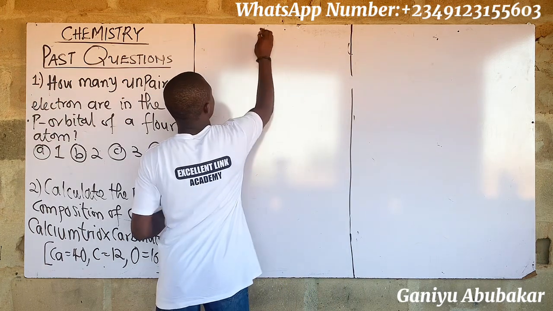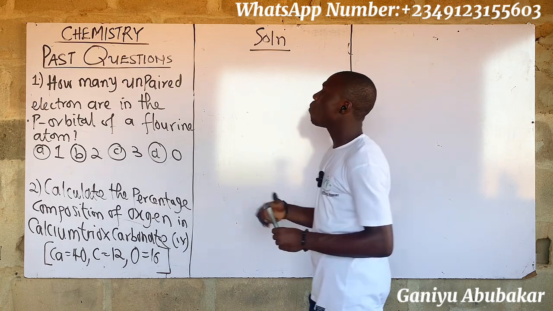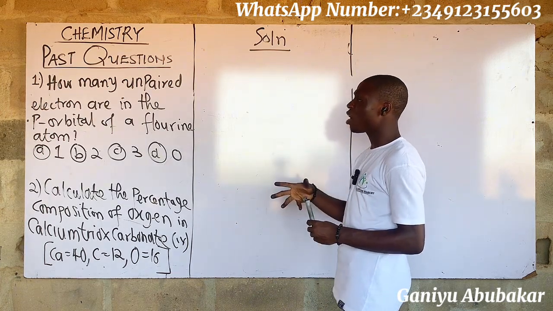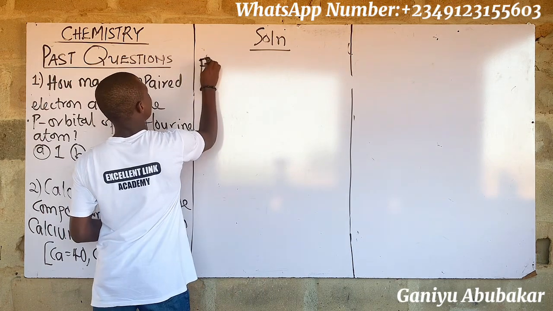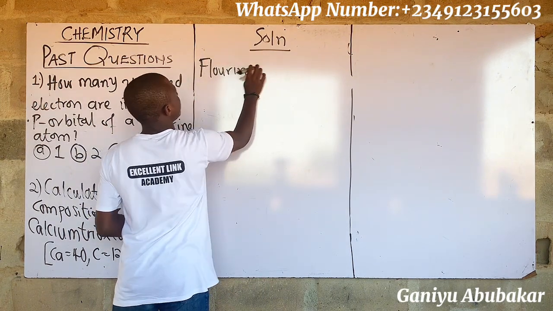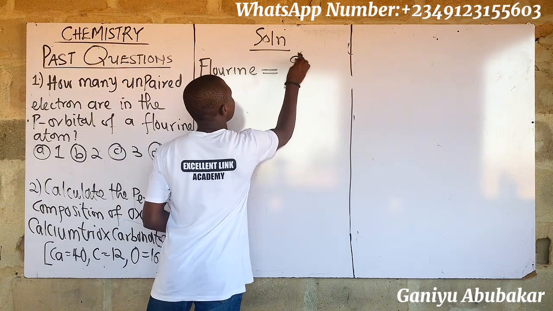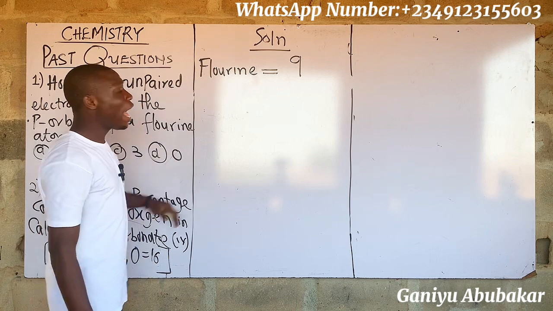Solution to number one. I'm saying that how many unpaired electrons are in the p orbital of a fluorine atom? First, our fluorine is atomic number what? 9.